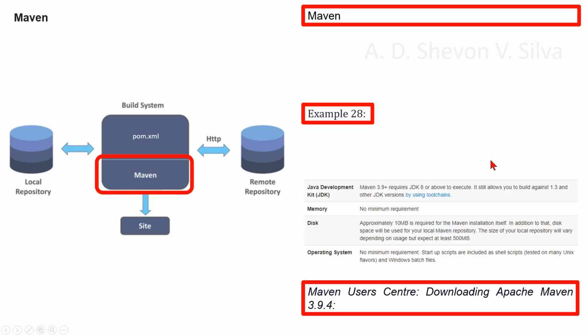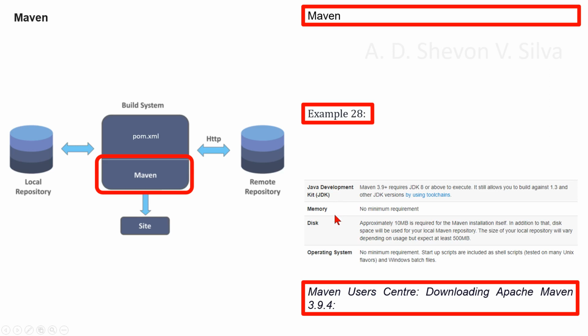Now we are considering downloading Apache Maven 3.9.4 in the Maven user center. Here you can see the system requirements. The Java Development Kit: Maven 3.9 plus requires JDK 8 or above to execute. It still allows you to build against 1.3 and other JDK versions by using toolchains.